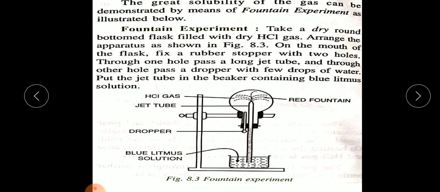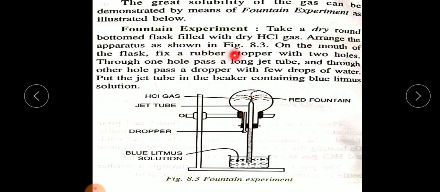Now the fountain experiment. HCl gas is highly soluble in water. This can be proved by this fountain experiment. The great solubility of the gas can be demonstrated by means of the fountain experiment as illustrated below. In this experiment, we'll take a dry round bottom flask filled with dry HCl gas.